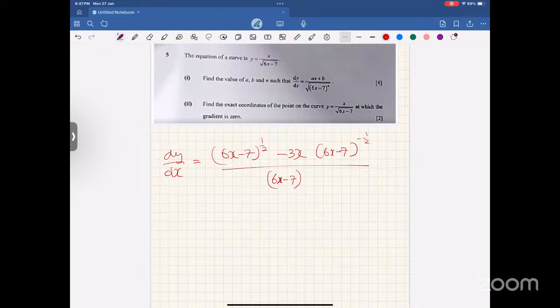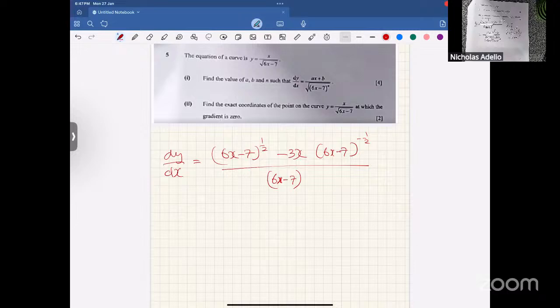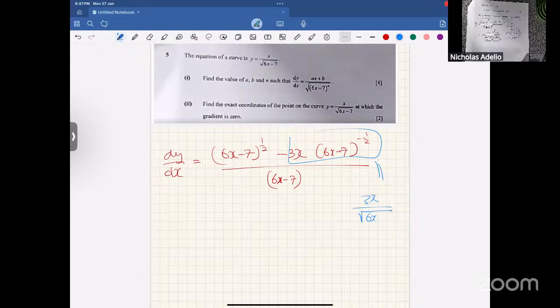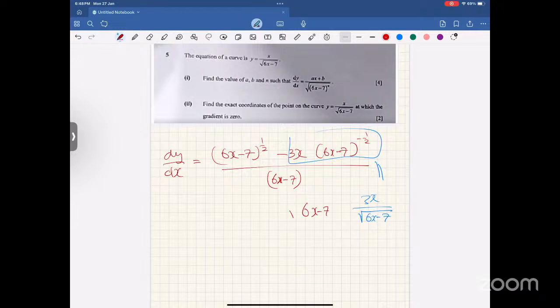Your next step is wrong. Your next step is something like this. You have a fraction here. I agree, this guy is a fraction. This guy is actually 3x over root 6x minus 7, correct? You have this guy here minus, and then you have this whole thing as 6x minus 7. Now you basically move this down without any justification at all, and therefore you're wrong.